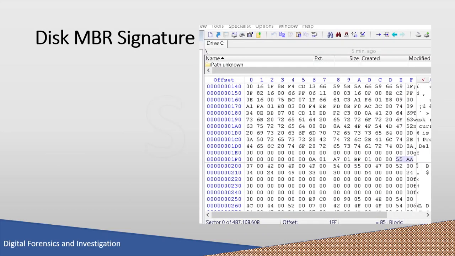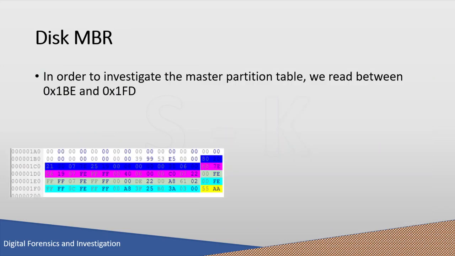So in order to locate the MBR in the disk image, again, you need to read those offset values at the location of 1FE and 1FF. And when you read that, you will find that the values are 55 and AA. So as I said, the magic numbers are both located at the location of 1FE and 1FF. To investigate the master partition table, read between the two offset values, 1BE and 1FD.